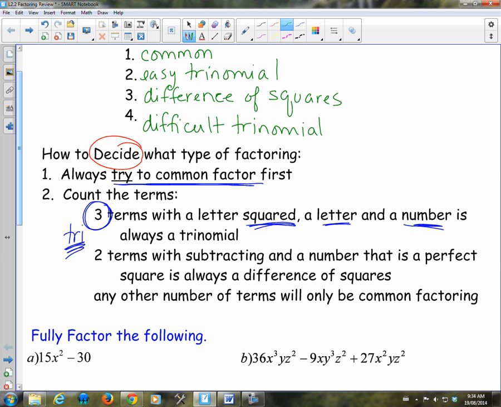So 3 terms. 2 terms could be a difference of squares. You will know it's a difference of squares if it's subtracting, thus the difference of squares, difference meaning subtracting in math, and it has to have a number that is a perfect square. They will always be a difference of squares, 2 terms with subtracting and a perfect square. Any other number of terms will only ever be common factoring. So if you don't have 2 terms or 3 terms, then you're stuck with only common factoring. So we're going to apply these ideas and do some factoring here together.